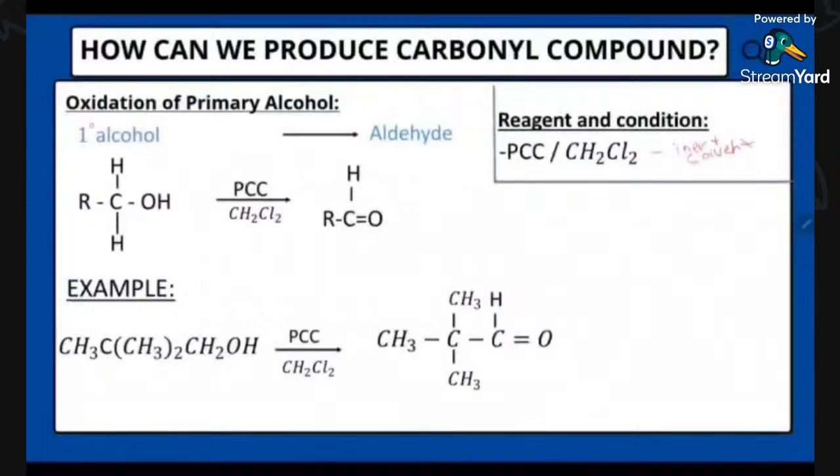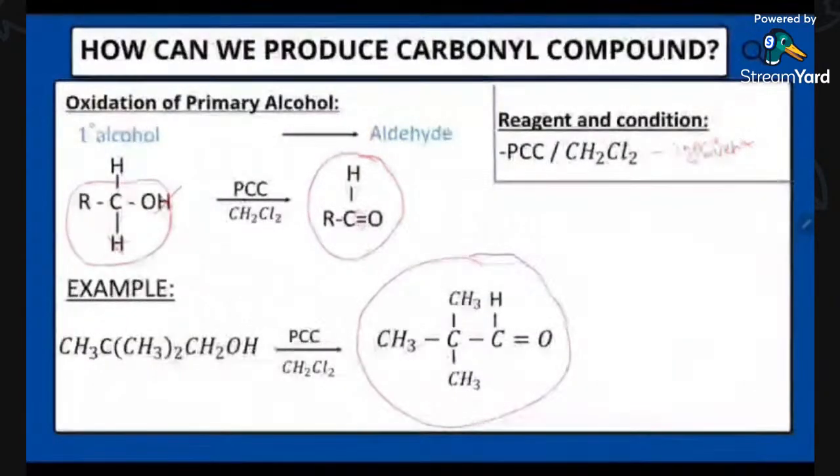So this is primary alcohol because there is only one R attached with carbon, and it reacts with PCC in CH2Cl2 to produce aldehyde. So this is aldehyde. You can see here there is a double bond because we will remove this hydrogen and this hydrogen and replace them with a double bond. So we look at an example: (CH3)2CHCH2OH reacts with PCC in CH2Cl2 to produce this structure.